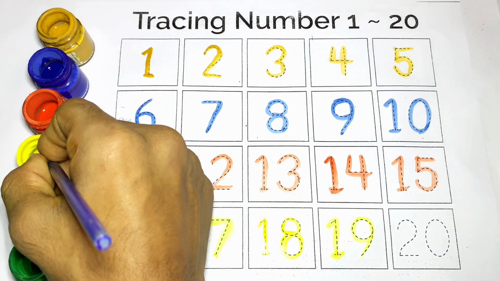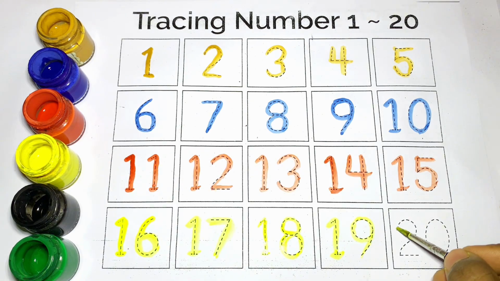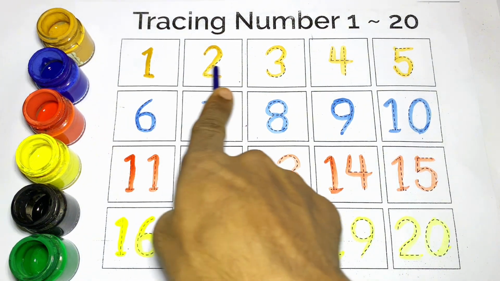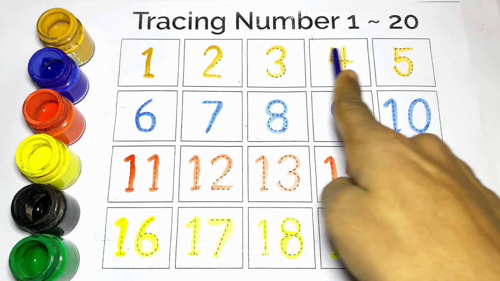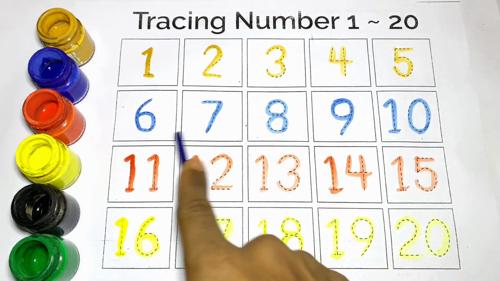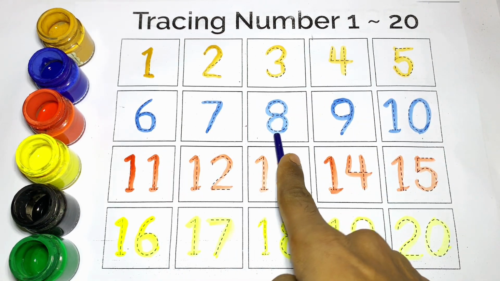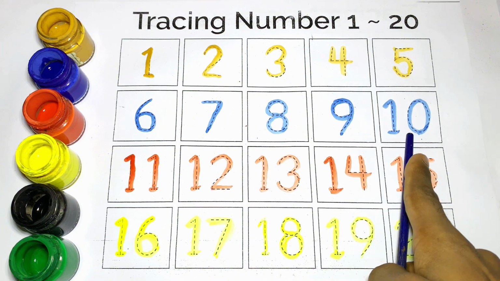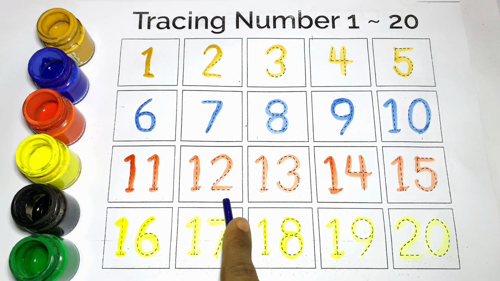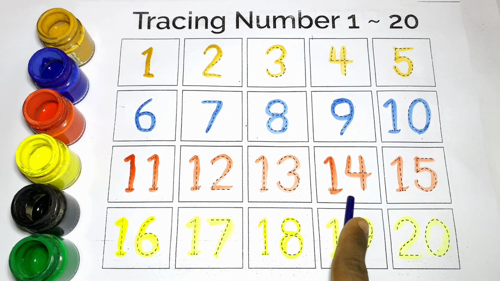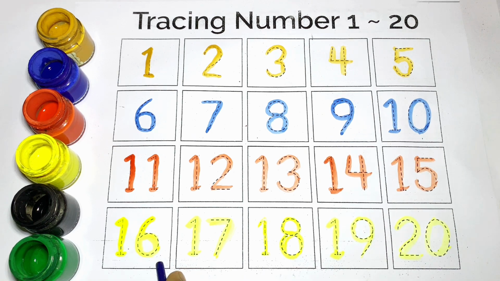Kids again use yellow color and draw 20. The numbers of 20. Kids today draw 1, 2, 3, 4, 5, 6, 7, 8, 9, 10, 11, 12, 13, 14, 15, 16, 17, 18, 19 and 20.